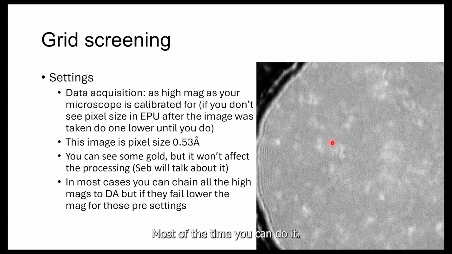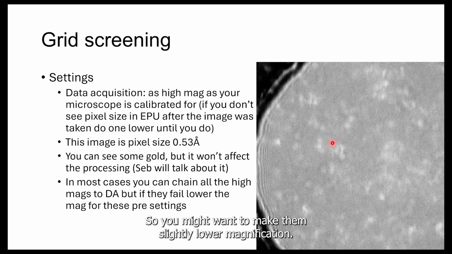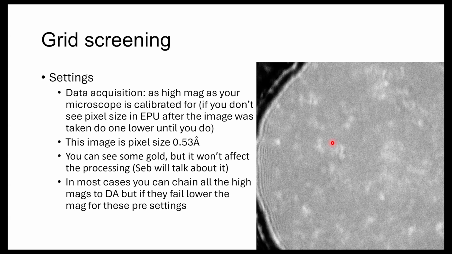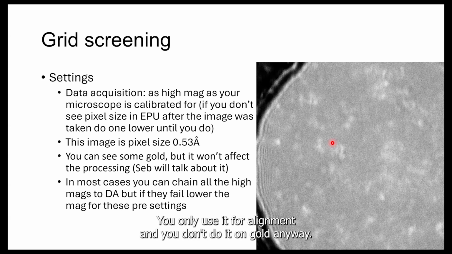Most of the time, you can do it. Most of the time, it works well. Sometimes the tone ring magnification and the drift doesn't work very well, so you might want to make them slightly lower magnification. This helps them with the cross correlation. Tone rings, to be fair, it doesn't really matter. You only use it for alignment and you don't do it on gold anyway.